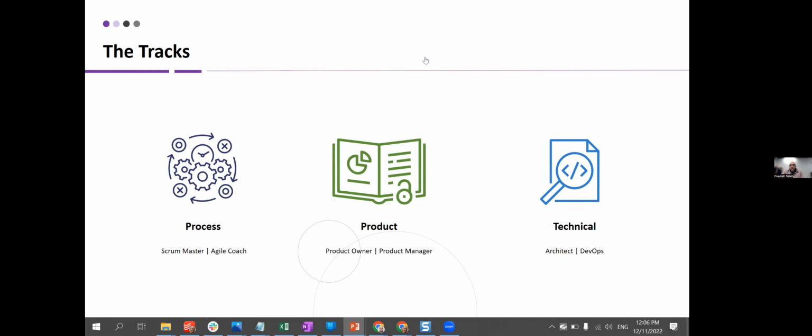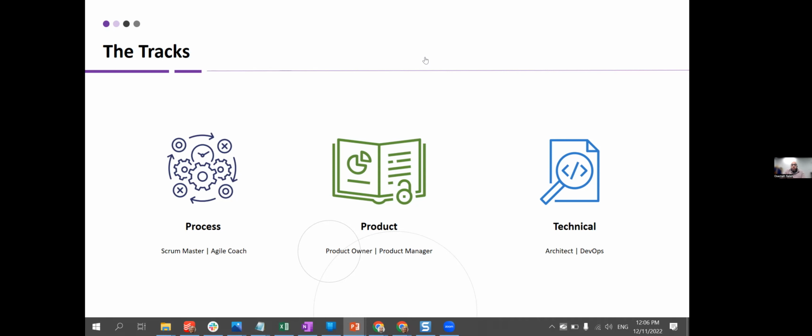And then we have the technical track, which is when you start to get into being a software engineer in the Agile sense, and DevOps engineer. This is where you see this type of role, in this track, right? So it depends on what you're looking for. Are you a more technically oriented person, or are you more into the business side of things? If you're more on the business side of things, then maybe you want to look at the product or the process. If you're more on the technical side, then you're looking at the technical. Okay.